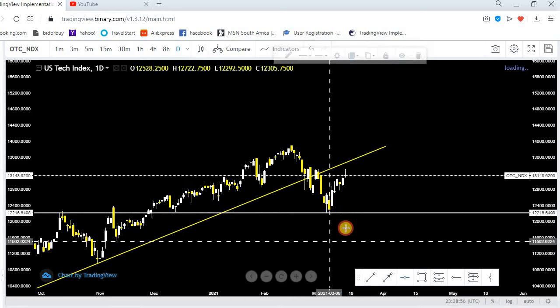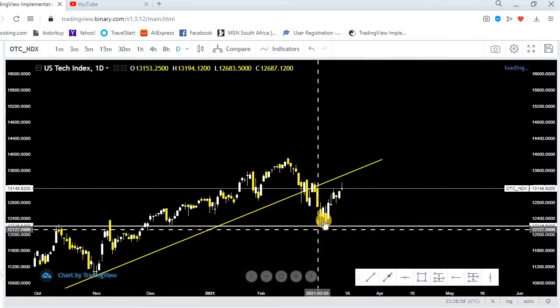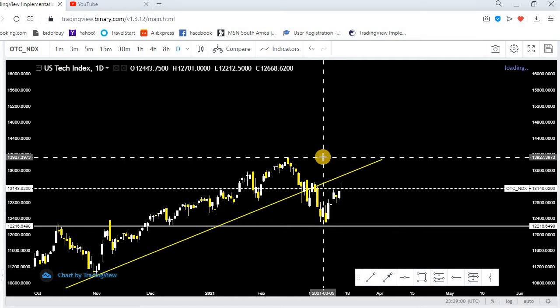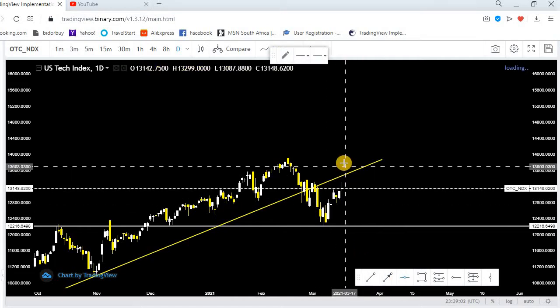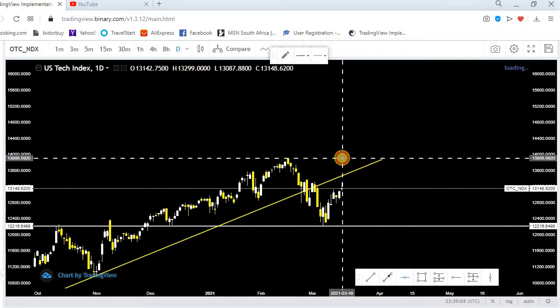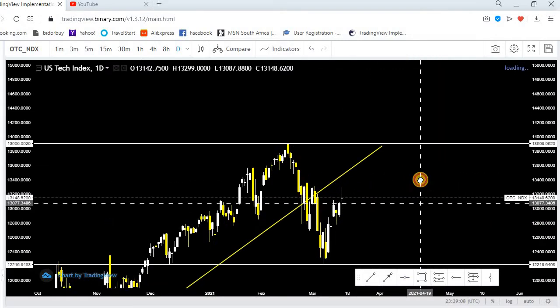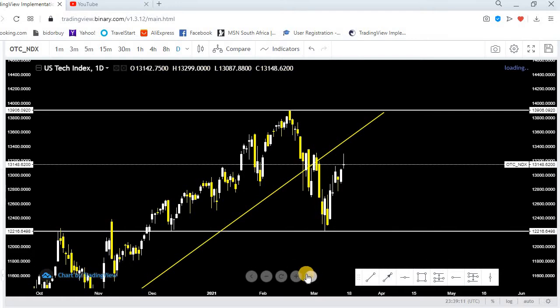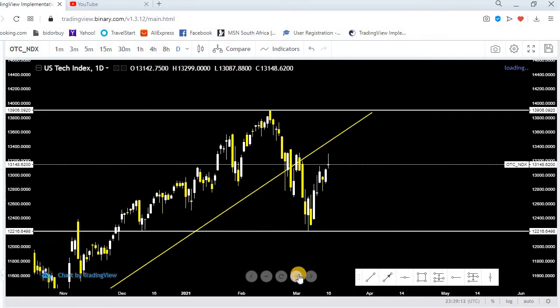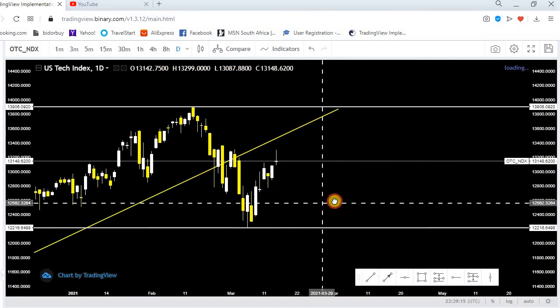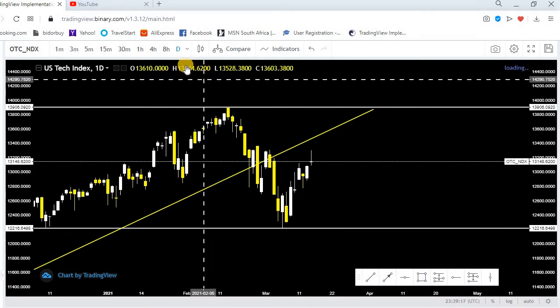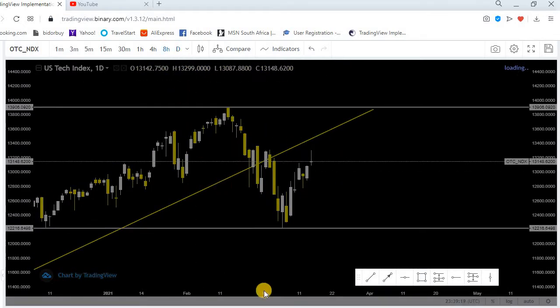It created a level of support there. Now it's picking its momentum up. So we have our level of resistance there. We can see that Nasdaq is going upward now. It has picked up momentum. So now the only thing that we need to do is go to the 8-hour chart.